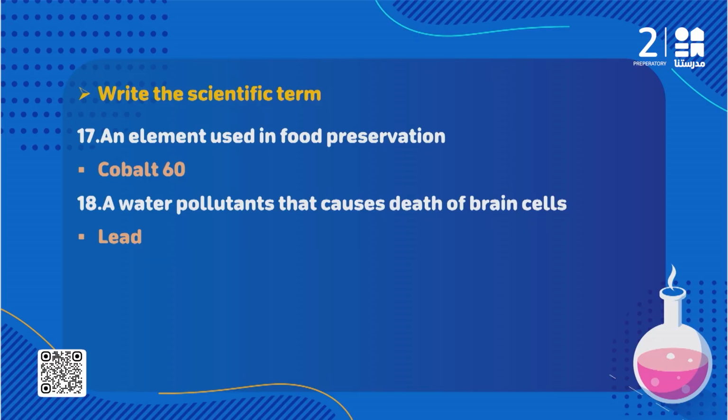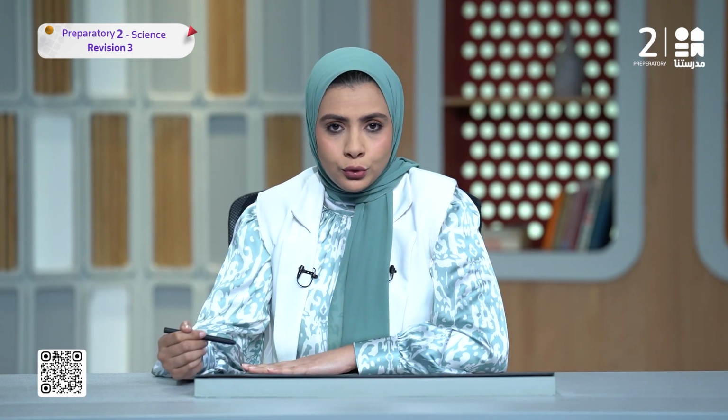And there was also mercury, it causes what? Blindness. Arsenic, it causes what? An increase in the liver cancer rate. So again, lead causes death of brain cells, mercury causes blindness, arsenic causes what? An increase in the rate of liver cancer. All of them are caused by chemical water pollution.